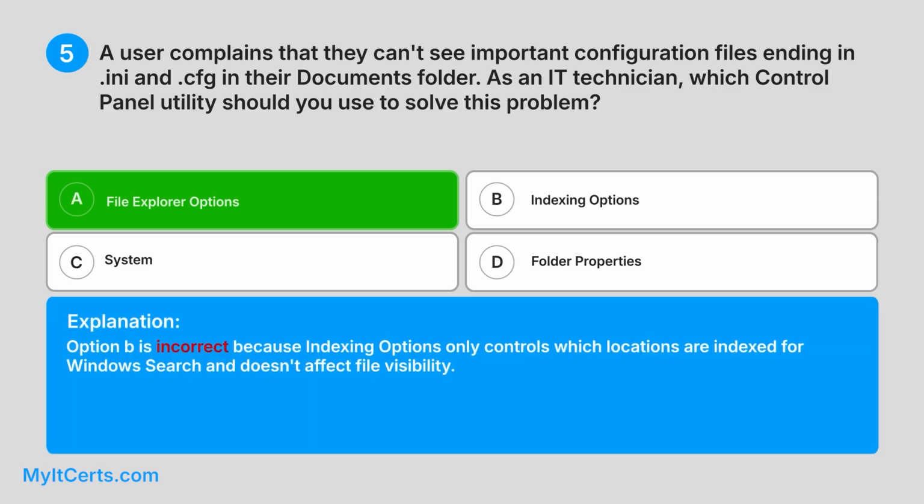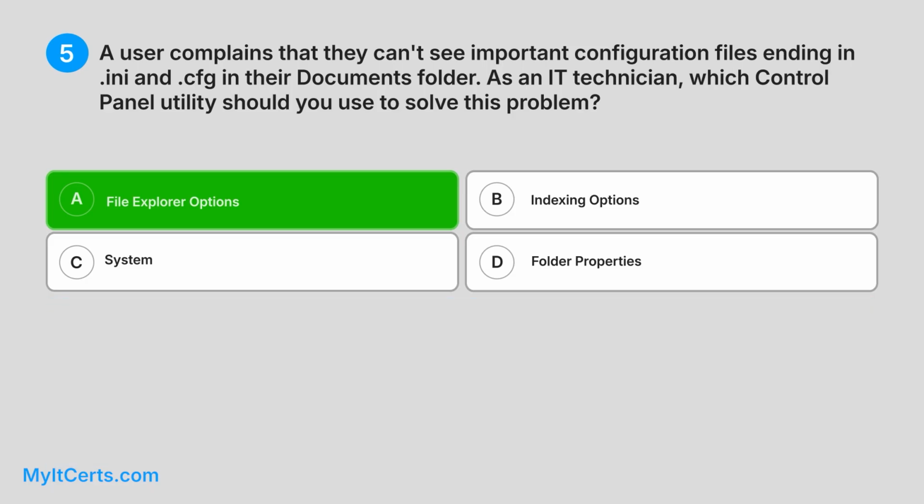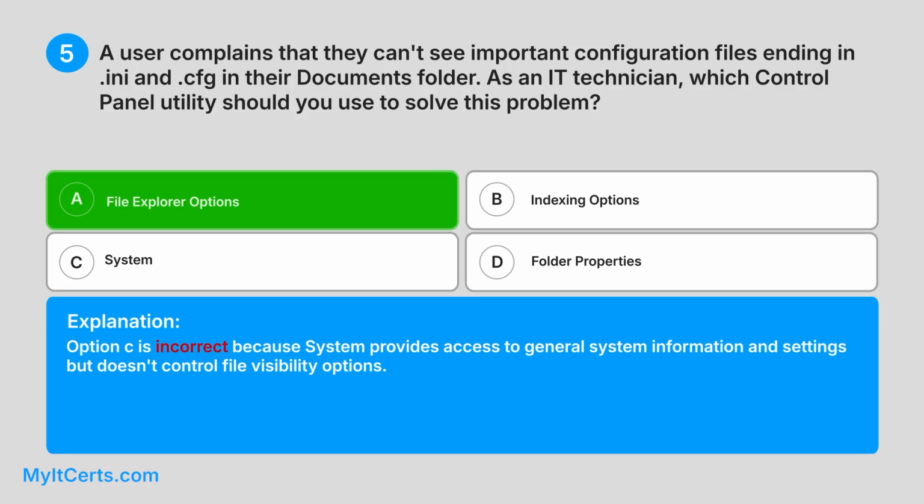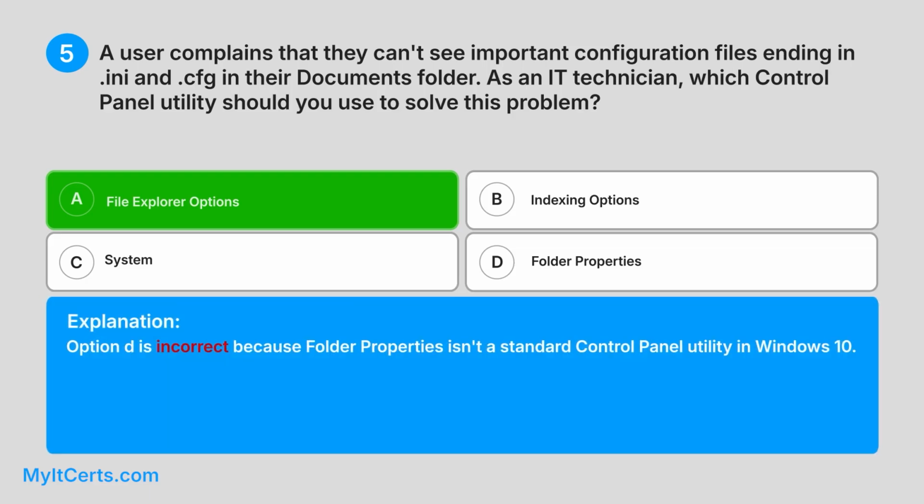Option B, Indexing Options, is incorrect because Indexing Options only controls which locations are indexed for Windows Search and doesn't affect file visibility. Option C, System, is incorrect because System provides access to general system information and settings but doesn't control file visibility options. Option D, Folder Properties, is incorrect because Folder Properties isn't a standard control panel utility in Windows 10.